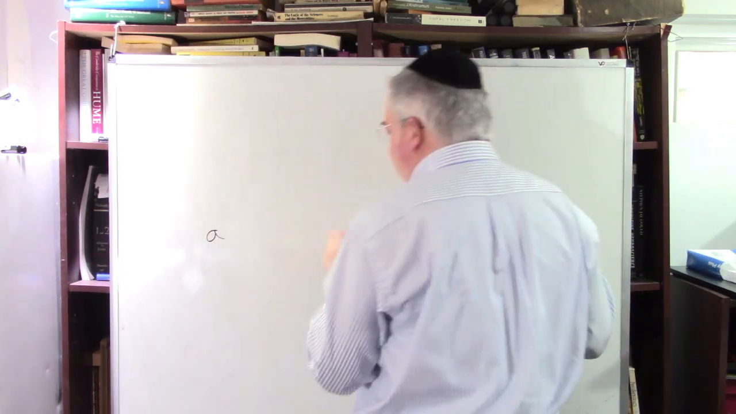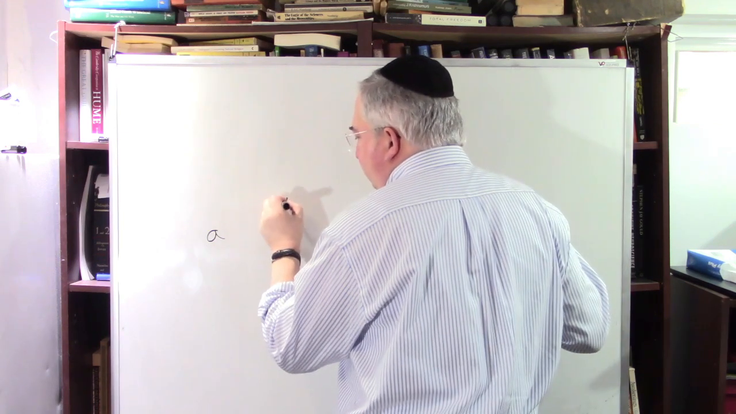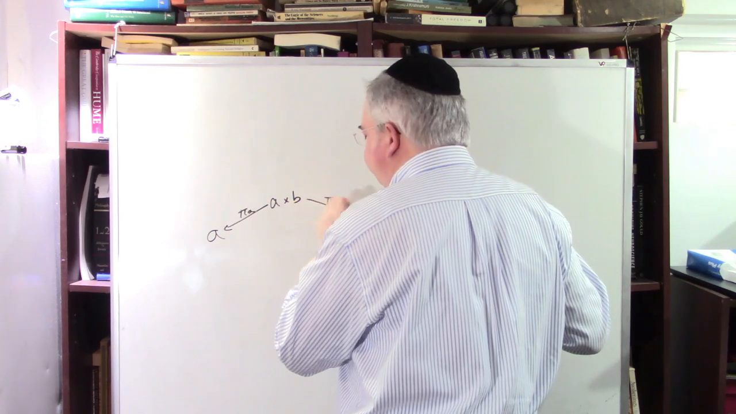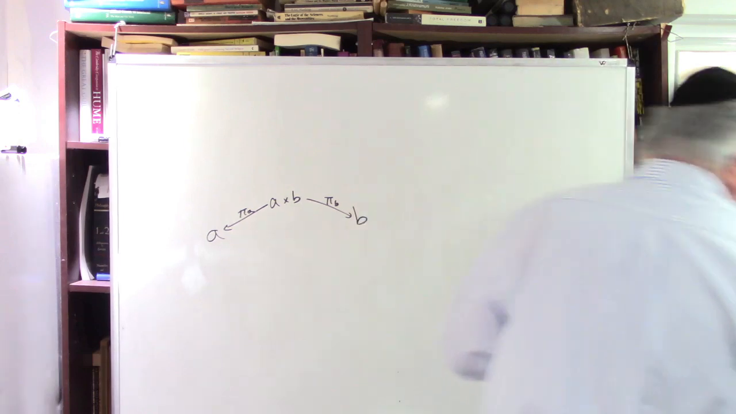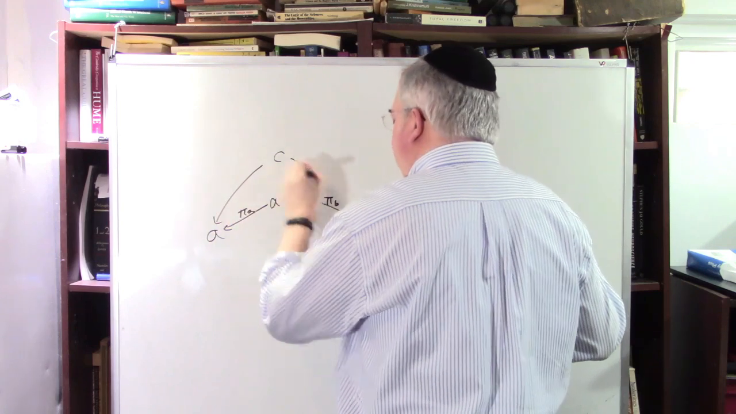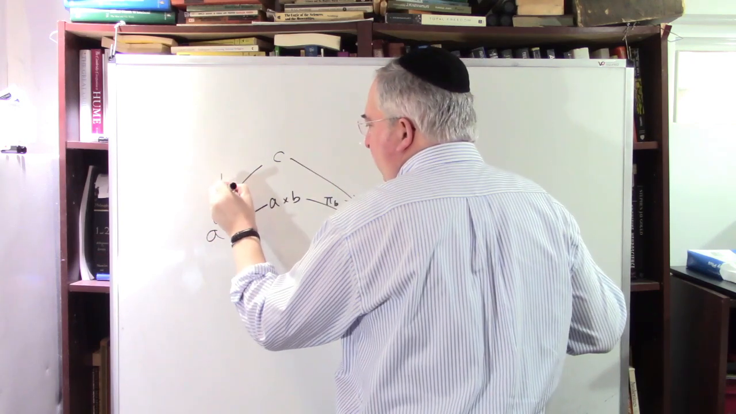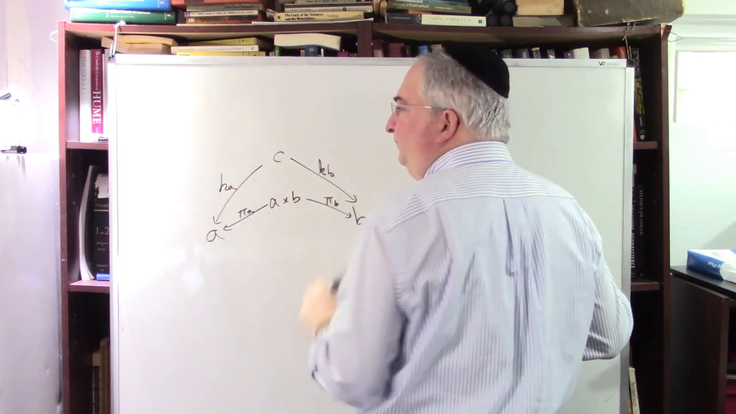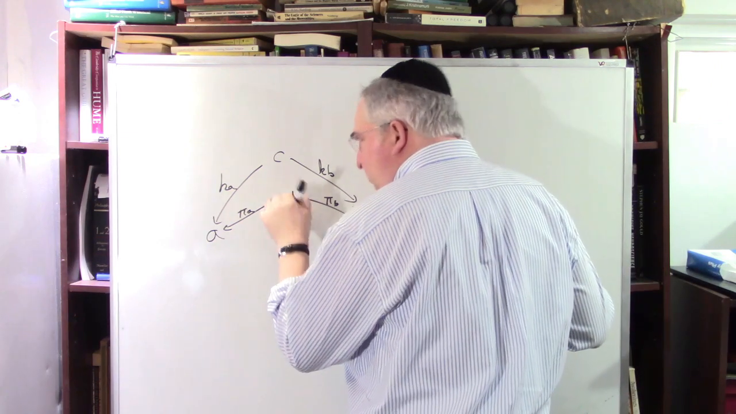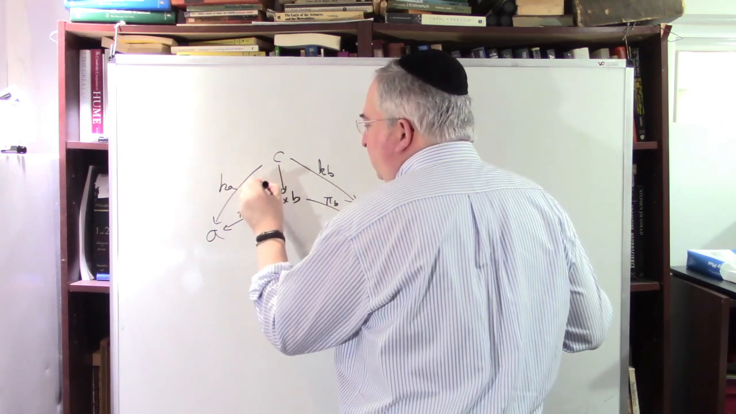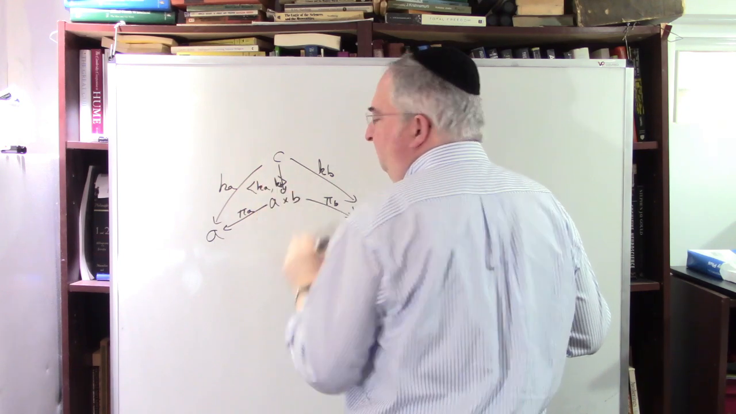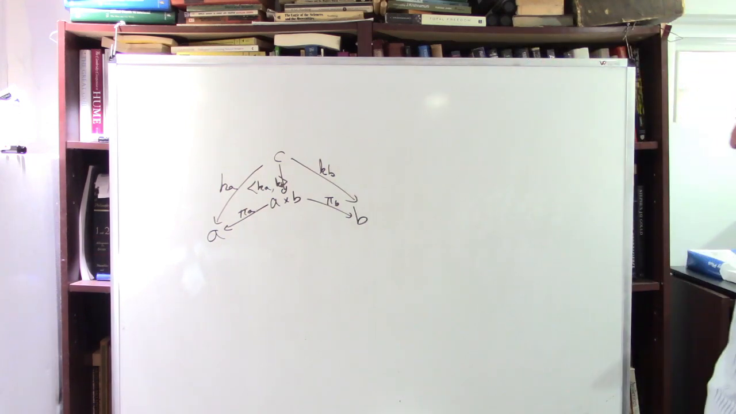Let's say you have an object A, and you have an object B, and you have a product, A cross B. This is pi A, this is pi B. Now you have an object C, and you have a map like that, C to A, C to B. We'll call this kA, and we'll call this kB. Then, by the fact that this is a product, this is kA, comma, kB. Okay, fine. Sounds good.